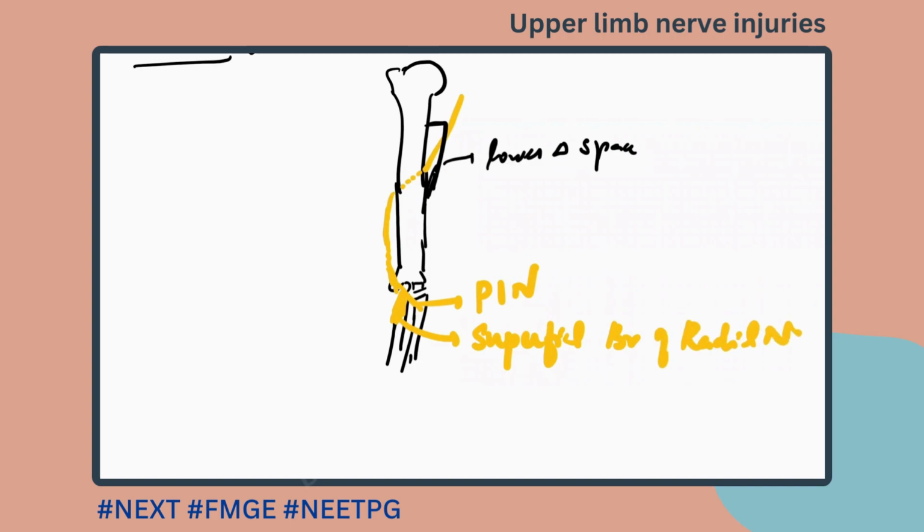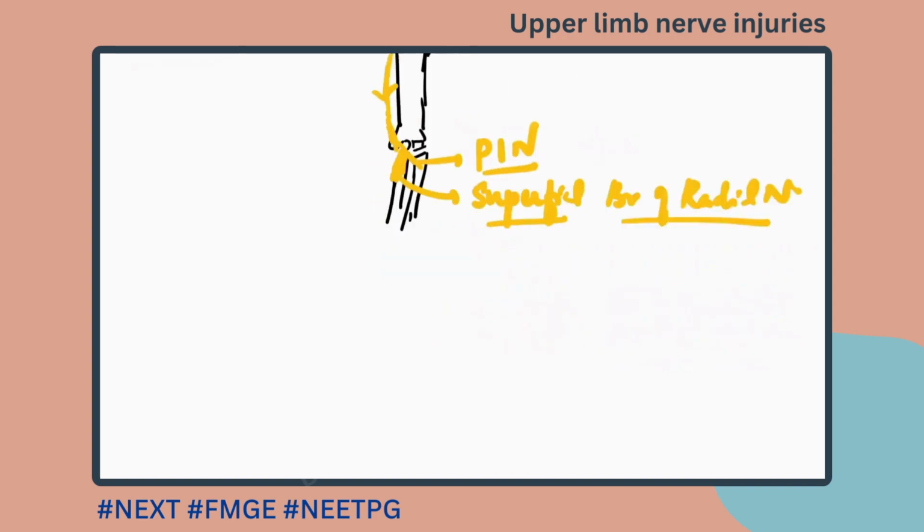So the radial nerve is coming from the axillary region, passes through the lower triangular space, runs through the spiral groove, runs on the anterior aspect of the arm, and then it enters the elbow and divides into two in the cubital fossa. One branch is called PIN, which is the posterior interosseous nerve. The other branch is called the superficial branch of radial nerve. Now we will see what are the motor branches supplied by this nerve.